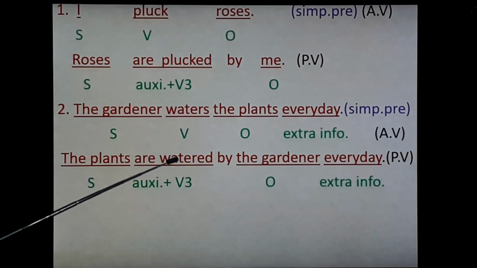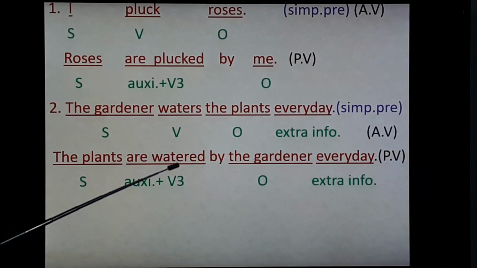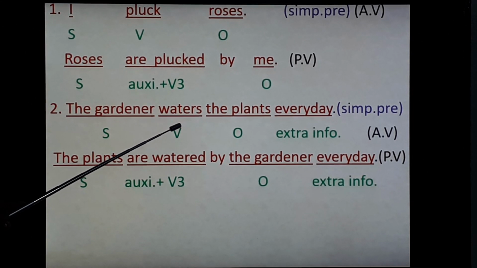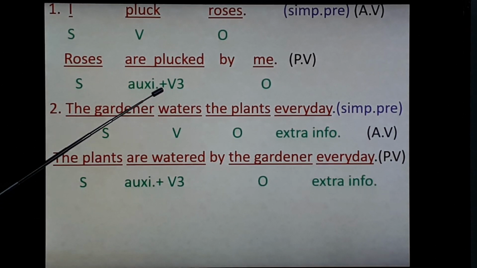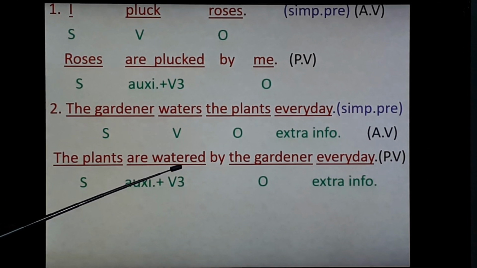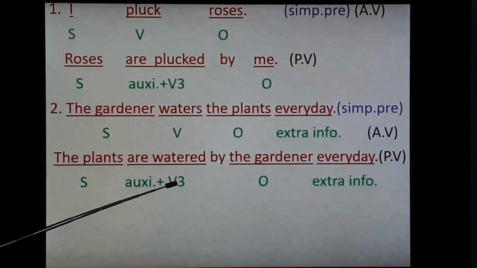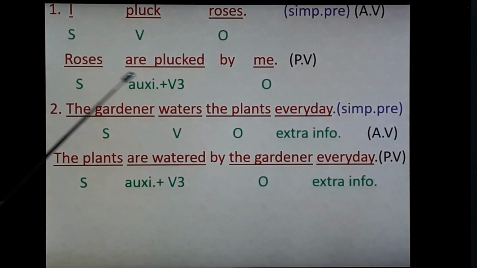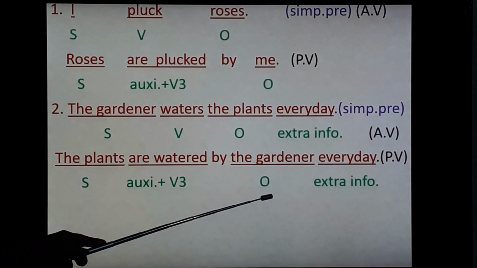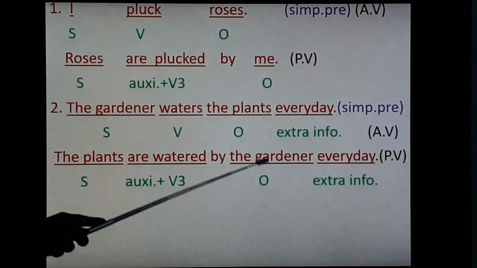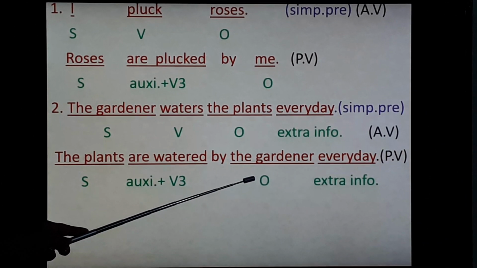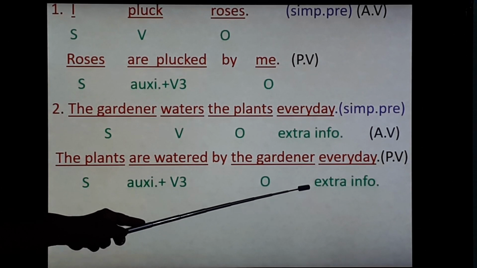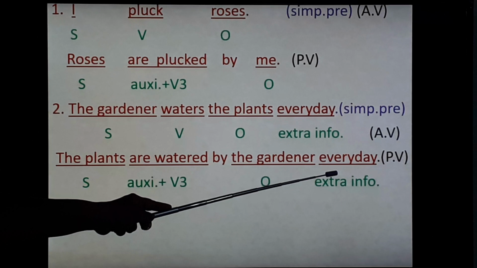After that, watered, that is V3 form of waters. That is simple present tense. Waters, that is V1 form. And what is the V3 form of water? Watered. That's why V3 form is given. After that, by you have to write and the gardener will come here at the end. The gardener, that becomes an object, and after that you can write every day, means whatever extra information you get, that you have to write at the end.